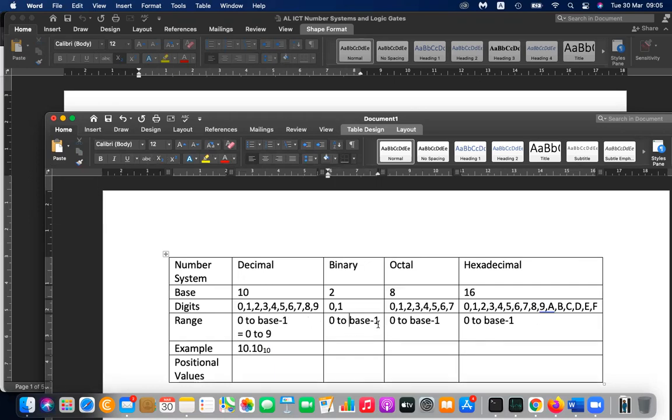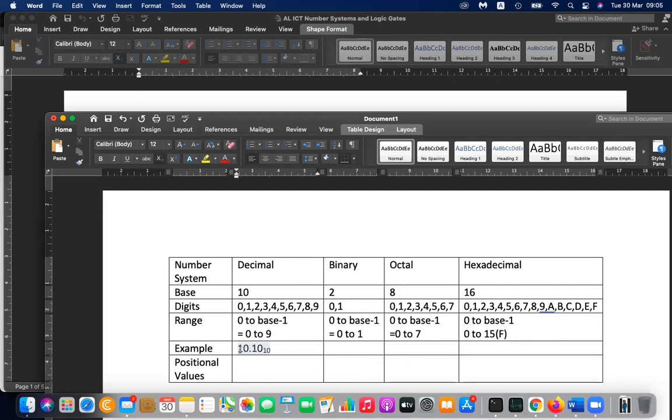For this one, it is 0 to 1. You can write both if you want. This one is 0 to 7, and this one is 0 to 9 and A to F, which means 0 to 15.